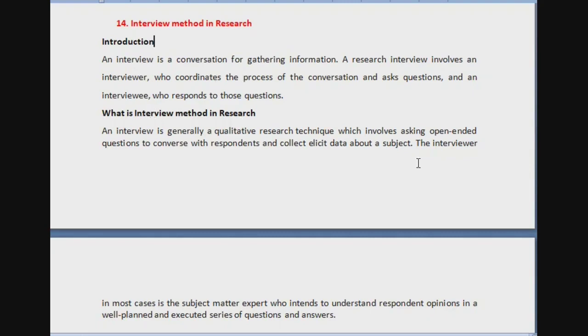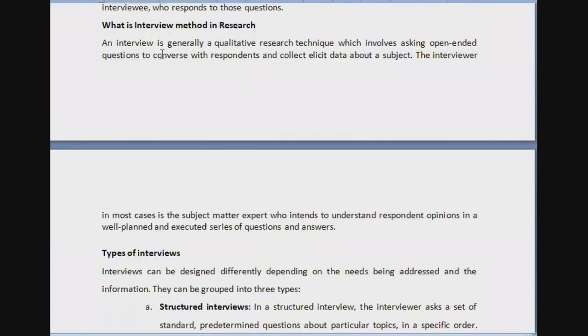Then what is interview method in research? An interview is generally a qualitative research technique which involves asking open-ended questions to converse with respondents and collect elicited data about a subject. The interviewer in most cases is the subject matter expert who intends to understand respondent opinions in a well-planned and executed series of questions and answers.